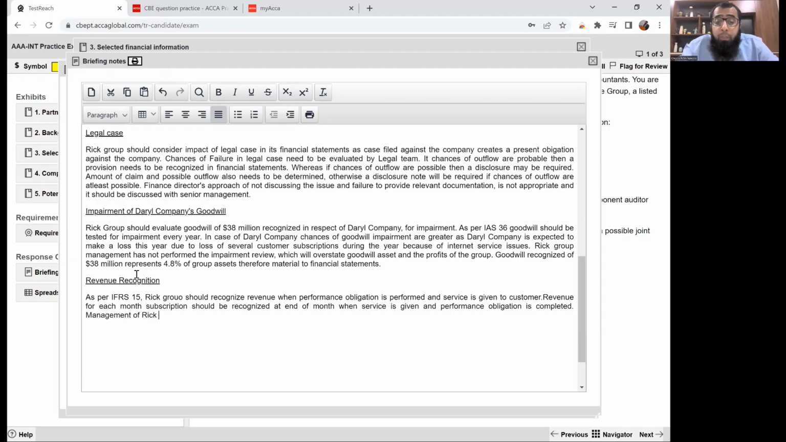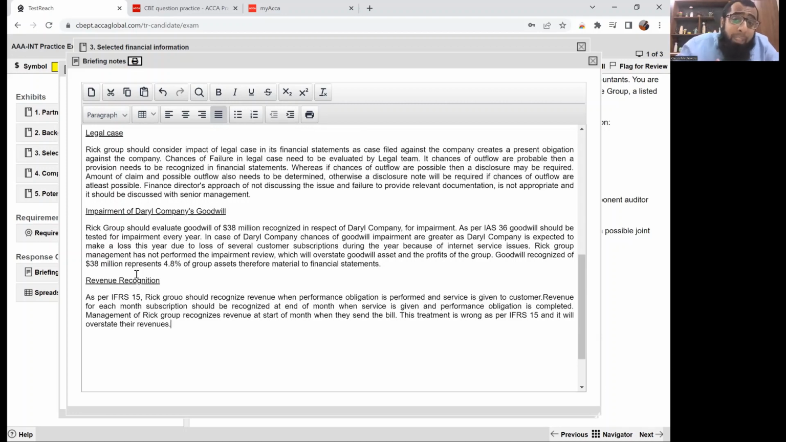Management of RIG Group recognizes revenue at the start of the month when they send the bill. This treatment is wrong as per IFRS 15, and it will overstate their revenues. Okay, because if you book the revenue at the start of the month, this will overstate your revenues.